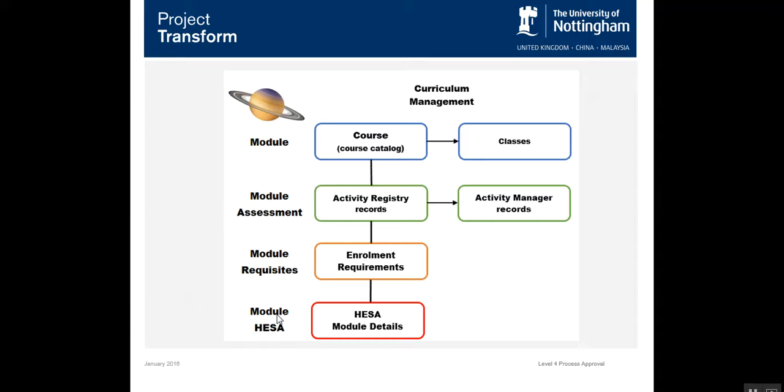And then finally, we've got module HESA data. Again, it's held in the same record in Saturn, but in Campus it has a separate record. Here, if you're creating a new course, you would put in what the HESA subject or subjects are for that course, what the cost centers are, and then there are additional fields that we send back to HESA, which will be populated by SPP.